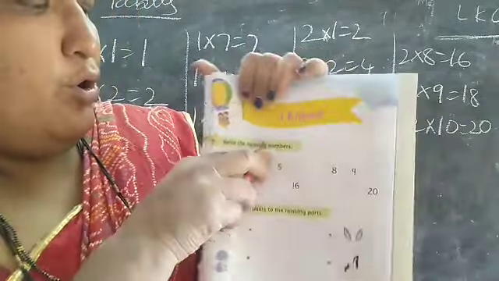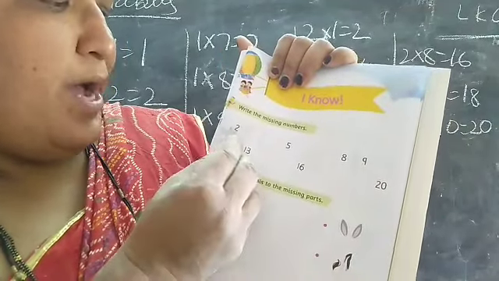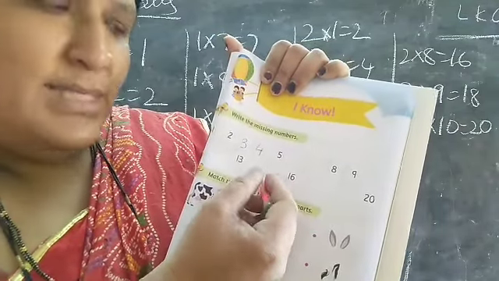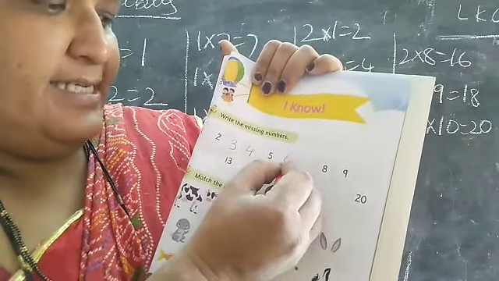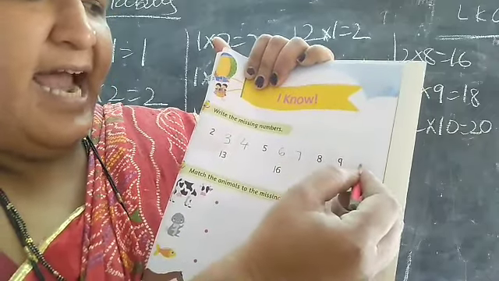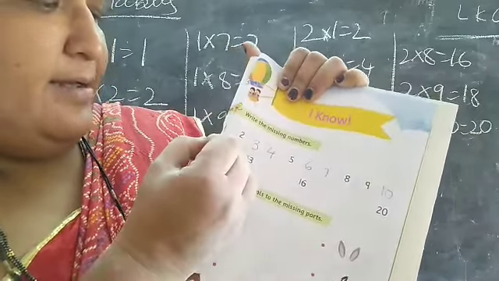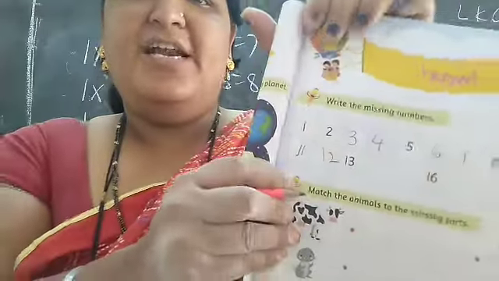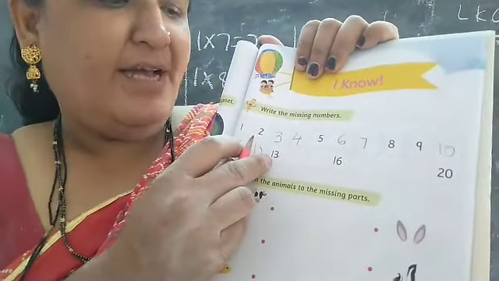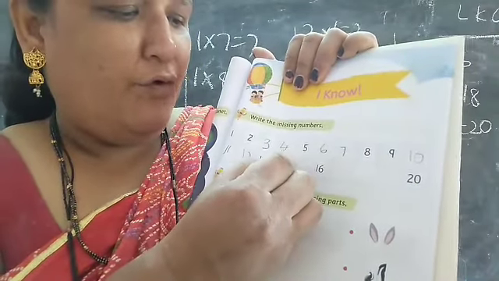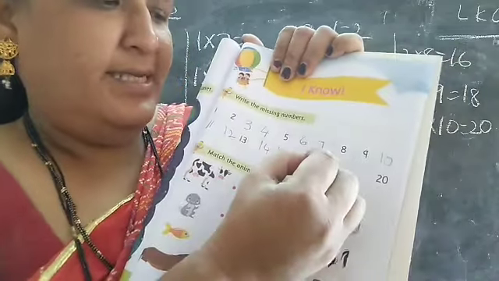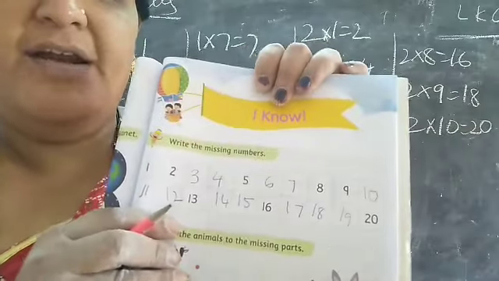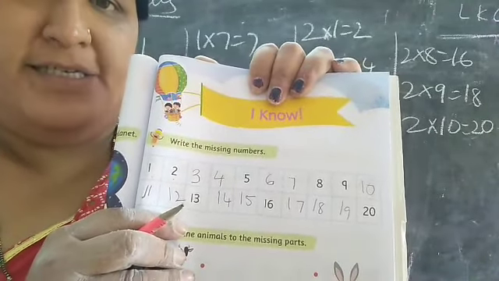Yes. So write the missing numbers. 1, 2 already here. So 3 missing. 4 also missing. 5, 6, 7 missing. 8, 9. So 10 is missing. 11 missing, 12 also missing. See children, 13 is there. So 14, 15 missing. 16, 17, 18, 19 missing. So here we will write missing numbers.